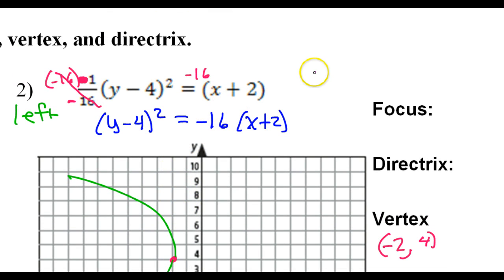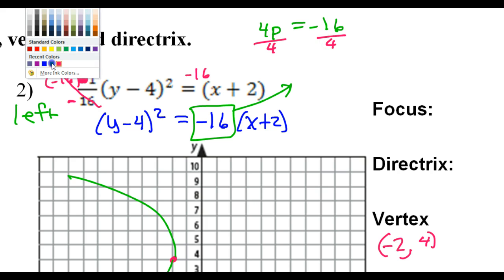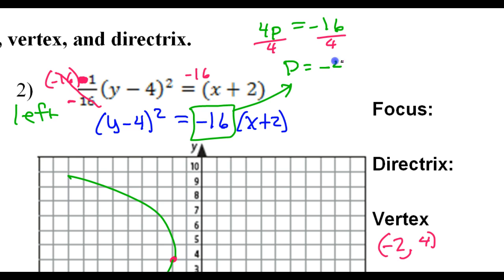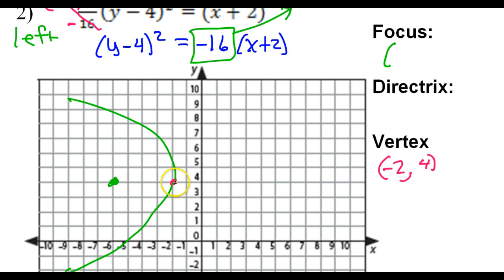To find the focus, we need that p value. All right, see that negative 16? Keep an eye on that, because 4p has to equal negative 16. And we will divide both sides by 4, and that's going to give us that p is equal to negative 4. That tells us where to put the focus. We knew it was going to the left. Now we know to go 4 to the left of the vertex. 1, 2, 3, 4. So there's my focus, which is negative 6, comma 4.